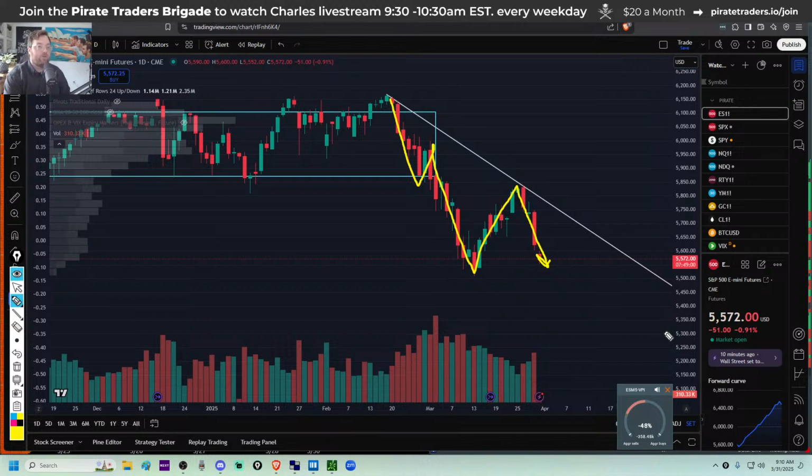Unquestionably, unarguably, on a monthly time frame, this is momentum down, meaning I do not believe the ES has made its low for the year. I think we're going to go much lower than we currently are. Now, do we have to do that today?